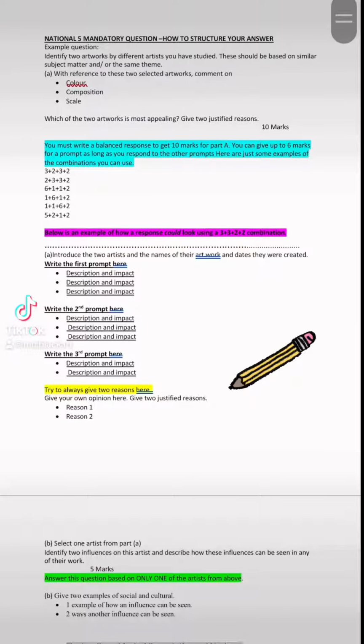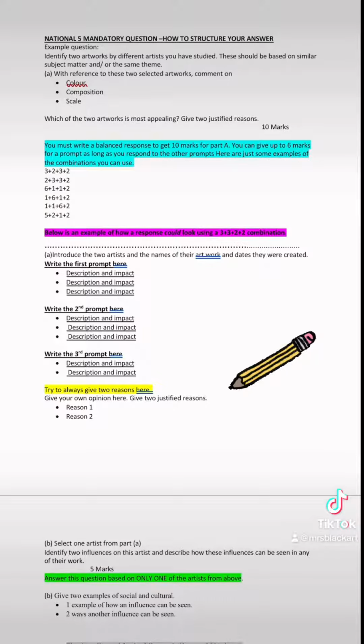This is a quick recap on how to best structure your answer for Part 1A and B in the expressive section of the Art and Design written paper. When writing about the 3 prompts in the question, you must write a balanced response to get 10 marks for Part A. You can give up to 6 marks for a prompt as long as you respond to the other prompts. Here below are just some of the examples of combinations that you can use.